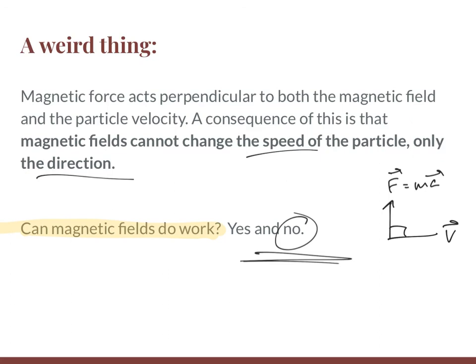So you might hear somewhere or even read somewhere that magnetic fields cannot do work, which is true for translational classical particles. But in reality, with quantum mechanics, with the spin of particles, it is possible for magnets to do work.